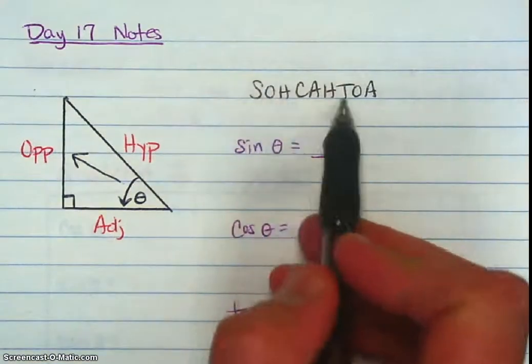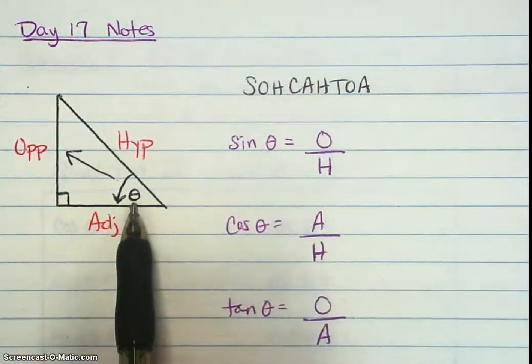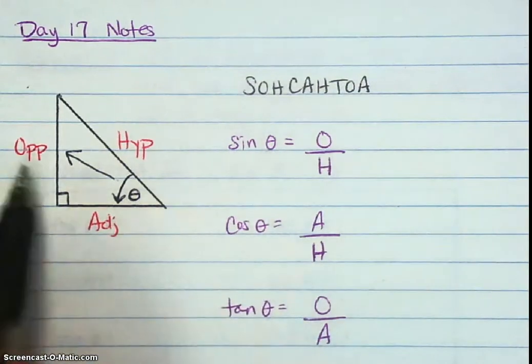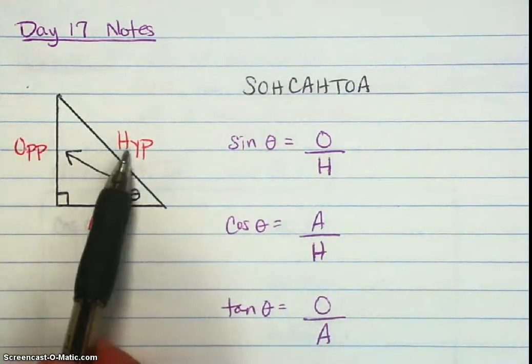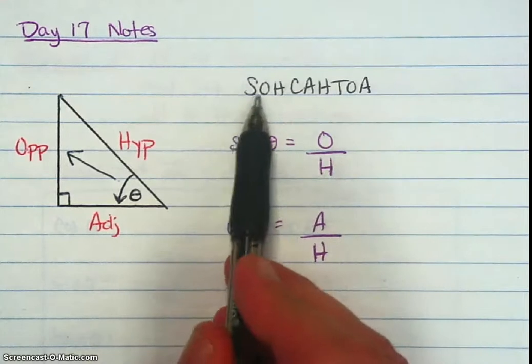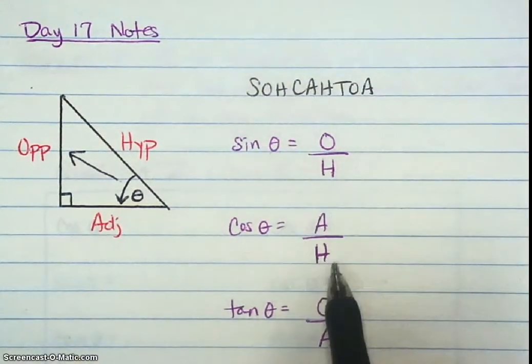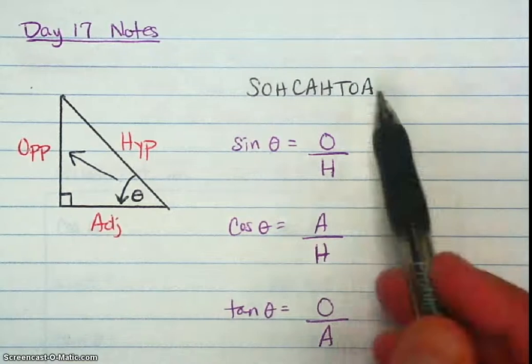So using our little acronym here, SOHCAHTOA, the sine of theta, the sine of this angle, would be equal to the opposite side divided by the hypotenuse. In other words, the sine of this angle is equal to that ratio, and that's the SOH. And then cosine is adjacent over hypotenuse, and then tangent is opposite over adjacent.